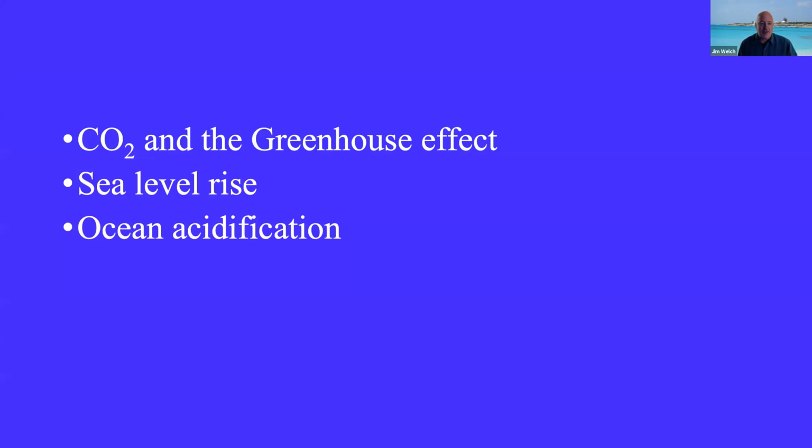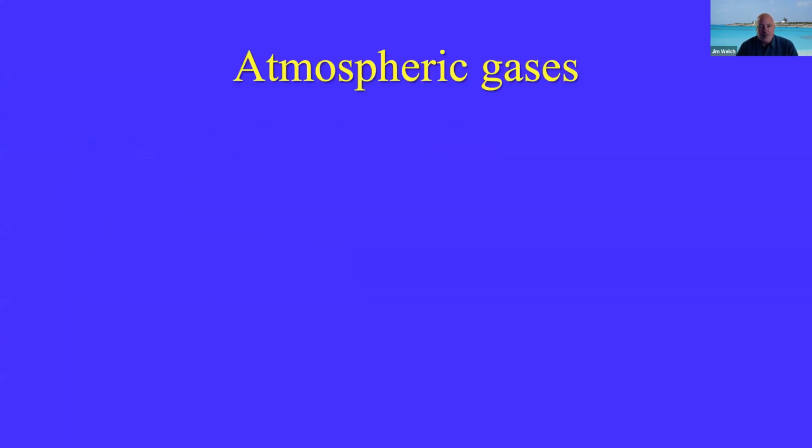I'll talk a little bit about carbon dioxide and the greenhouse effect. And then I'll talk about two of the major effects that go along with that, and those are sea level rise and ocean acidification. So the first thing I want to talk about is the composition of the atmosphere.